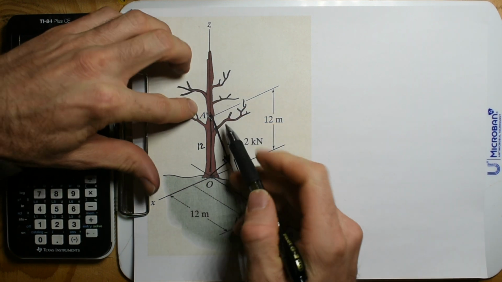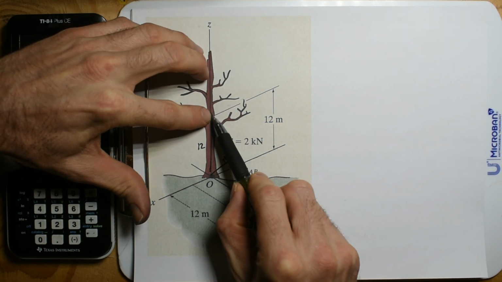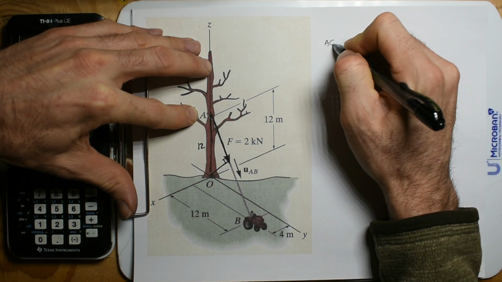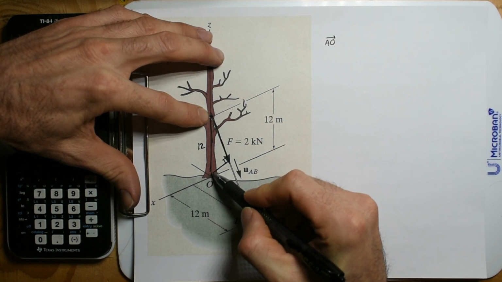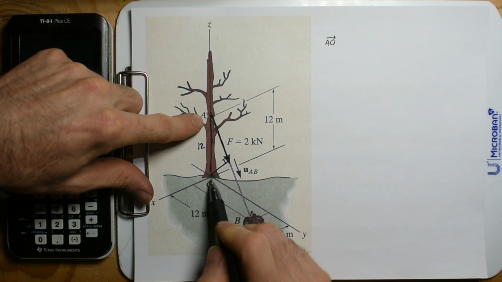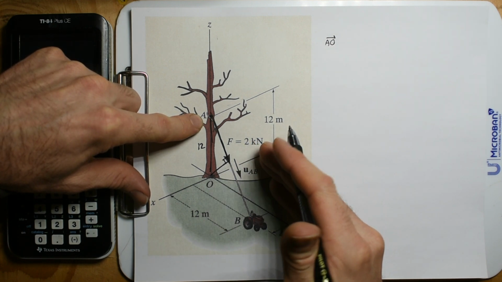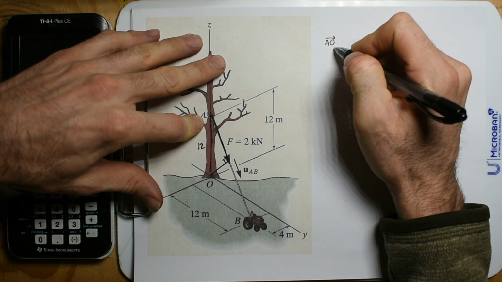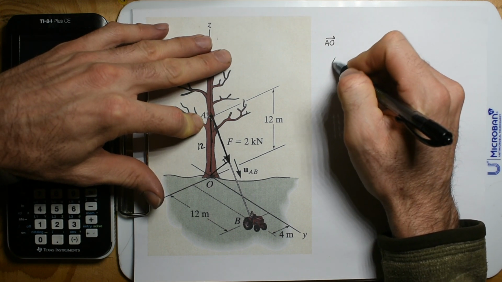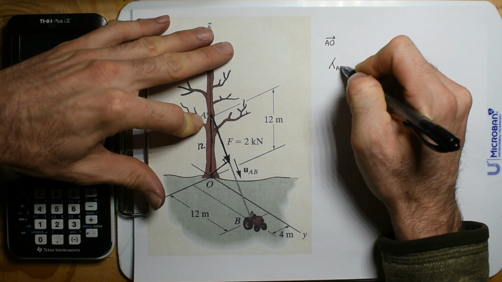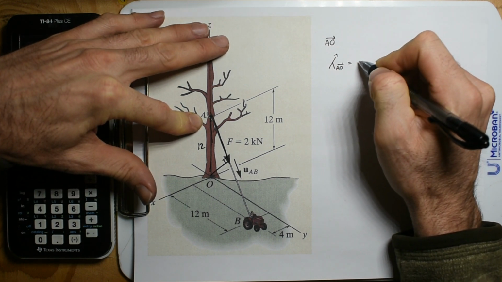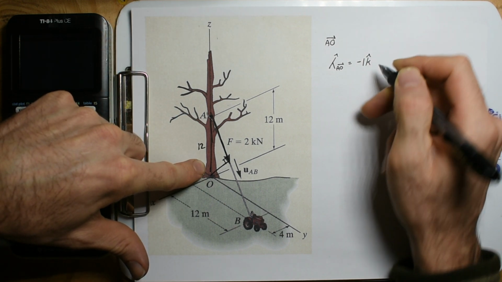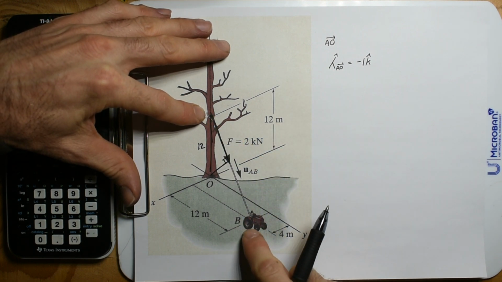Since these two vectors start at this point, I'm going to start here. And so I have a vector A to O. That's going to be negative 12 in the k-hat direction. And so I'm going to make that a unit vector. It only has one component. So I'm going to say the unit vector, and so how would I write this? So we have the unit vector from A to O is going to be negative 1 k-hat. Cool. And so now we want to find the unit vector of A to B.